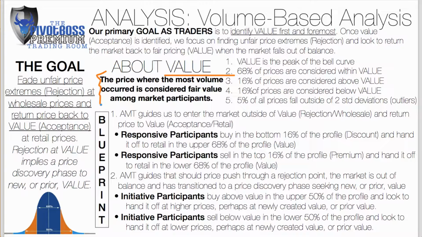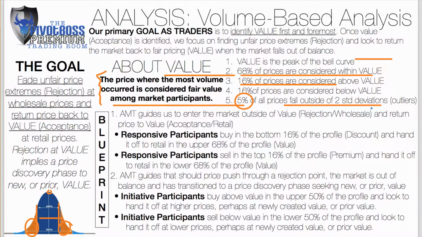So the price where the most volume occurred is considered to be fair value among market participants. So value is the peak of the bell curve. Okay, that's the peak right here, the bell curve. 68% of prices are considered within value, within one standard deviation right here, from here to here. That's 68% of prices. 16% of prices are considered above value. That's going to be up here. 16% of prices are going to be considered below value. That's here. And then you have 5% of all prices fall outside of two standard deviations. These are the outliers. That's everything from here on. Those are your significant outlier events.